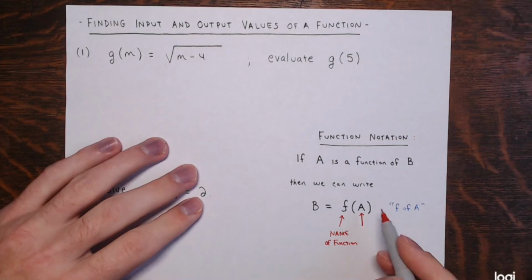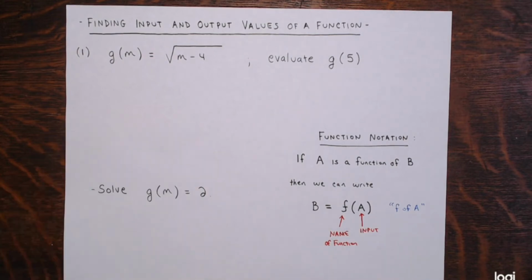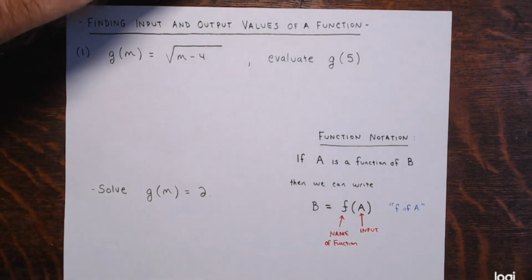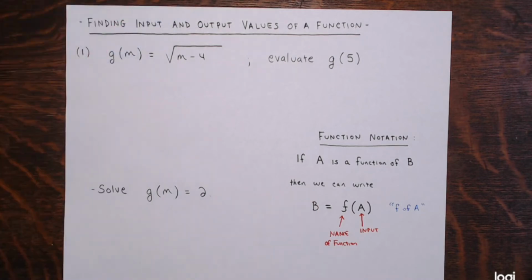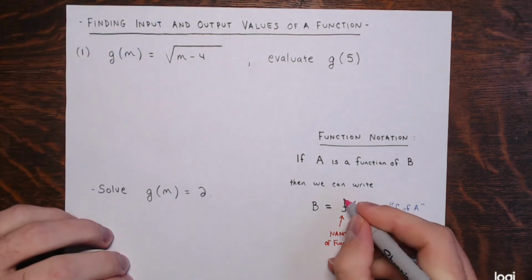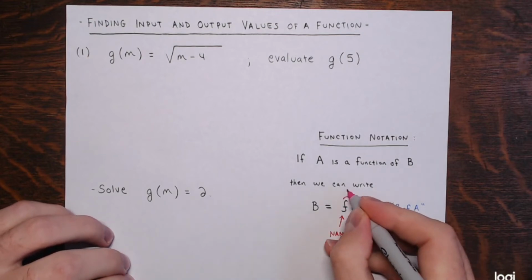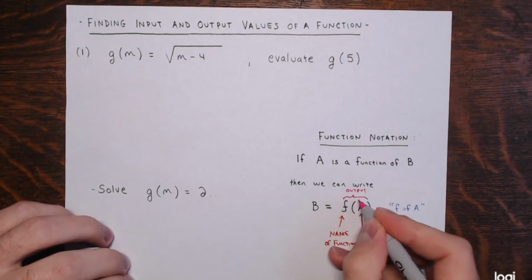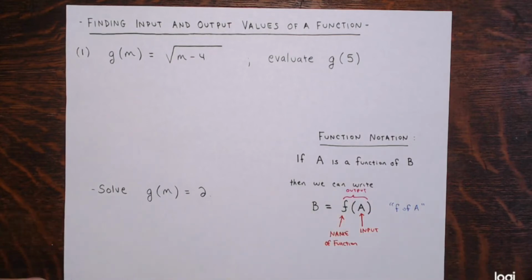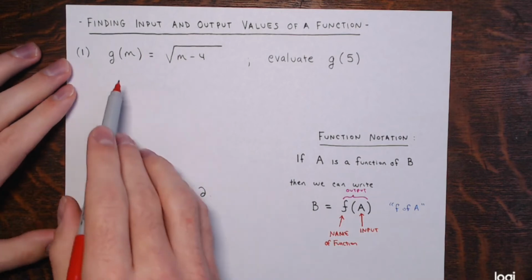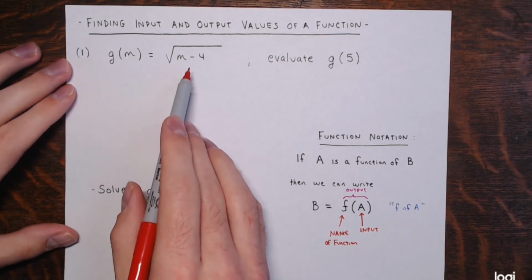You have the input variable, right, inside the parentheses, and then the entire thing, right, this f of A represents the output B, right? See how it's equal to B, right? So it represents the output B, this entire thing called f of A. Alright, so up here I'll point out all this same stuff in example 1.